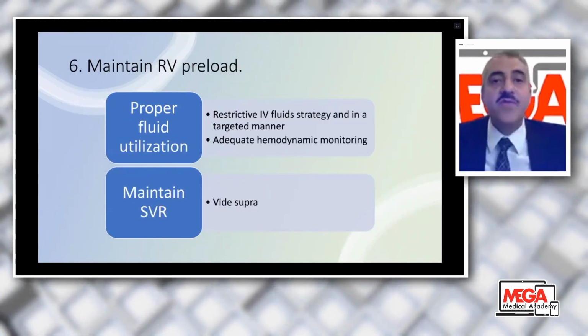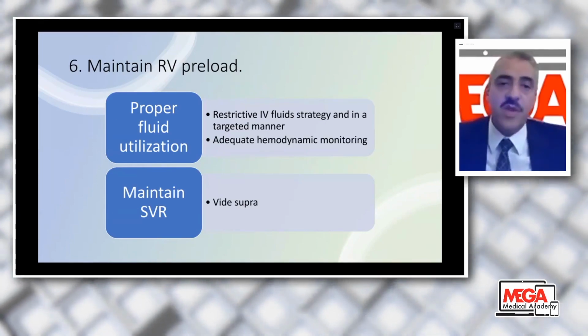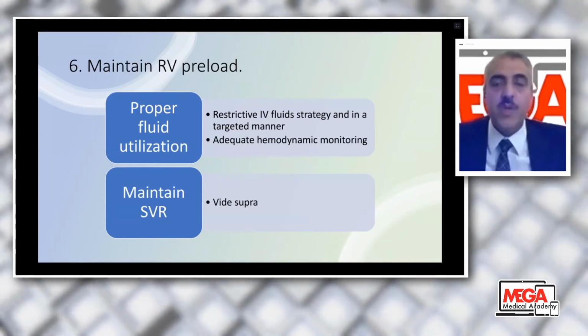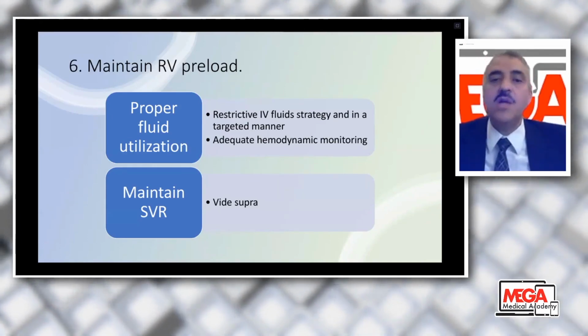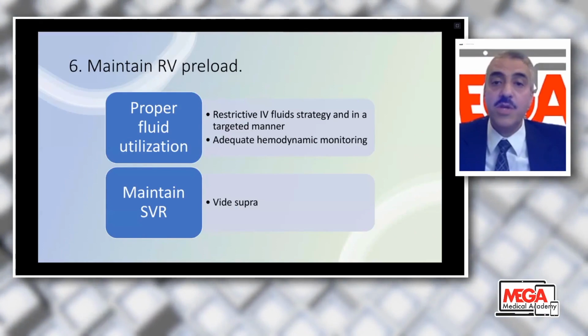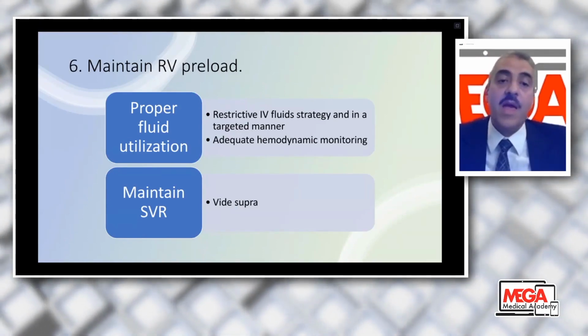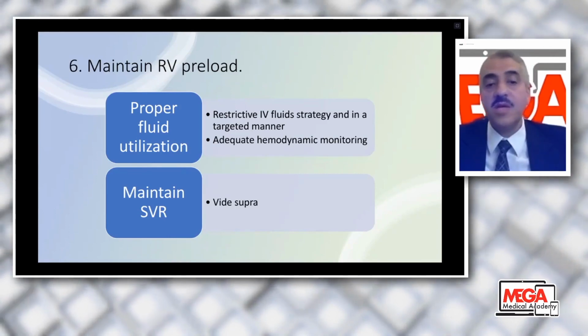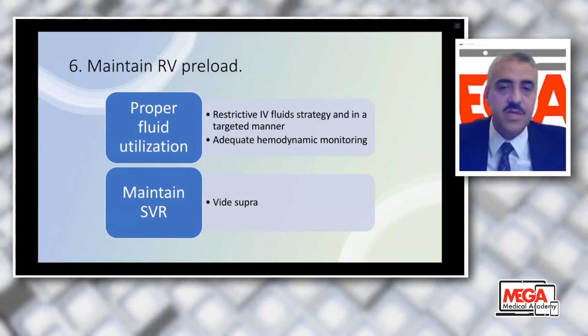We need to maintain the right ventricular preload by giving proper fluid management, and this is very crucial for this patient. We need to use a restrictive strategy in giving fluid for this patient, in a targeted manner under adequate hemodynamic monitoring. And in the same way also to maintain the systemic vascular resistance, as we said in the previous slide.